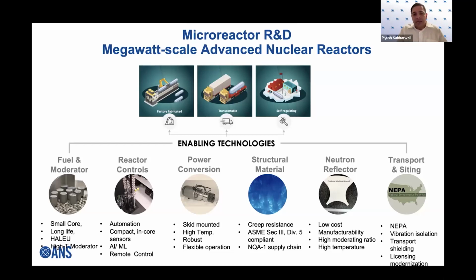Then we have reactor controls that we're working on, as I mentioned about the passive safety systems, power conversion to achieve higher efficiencies, and then structural materials, neutron reflector, and transport and siting. So we're doing all this work in all these different categories in parallel and trying to meet those gaps.